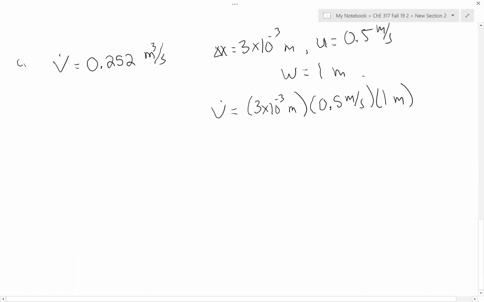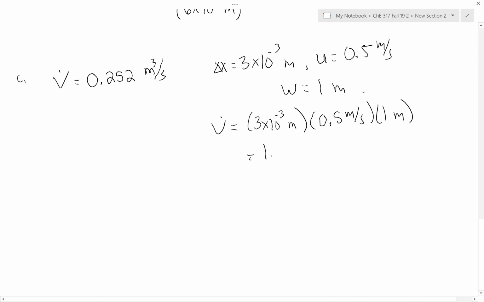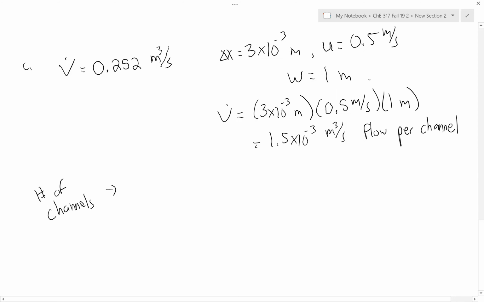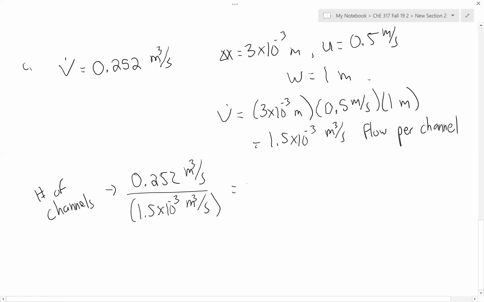So what does this give us? This gives us about 1.5 times 10 to the minus 3 cubic meters per second of flow per channel. So the number of channels for this side is simply our 0.252 cubic meters per second divided by our flow per channel, or 1.5 times 10 to the minus 3 cubic meters per second, which should give us about 168 channels.